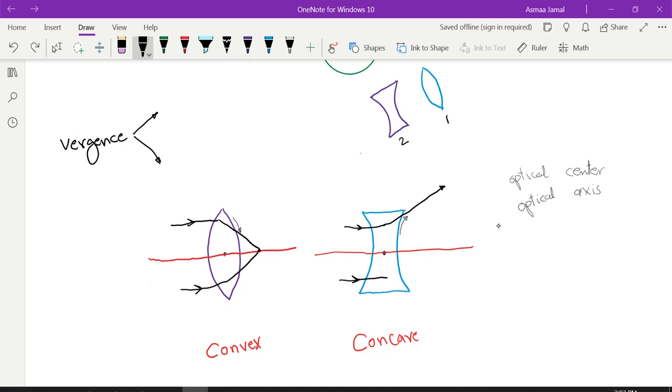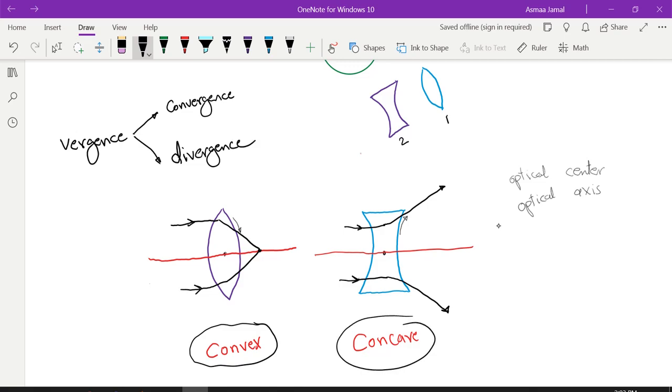Deviation toward the optical axis, we call it convergence. And that's why we also call the convex lens the convergent lens. When the light deviates away from the optical axis, we call it divergence. So the concave lens, we're also going to call it the divergent lens.